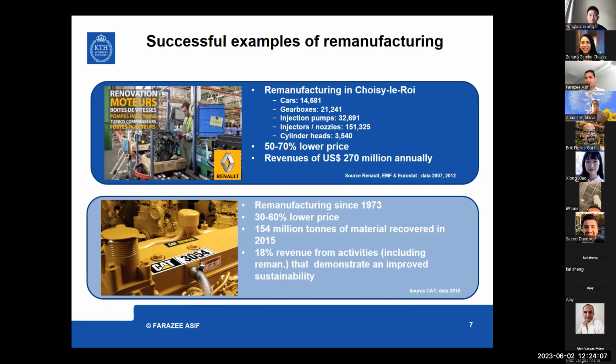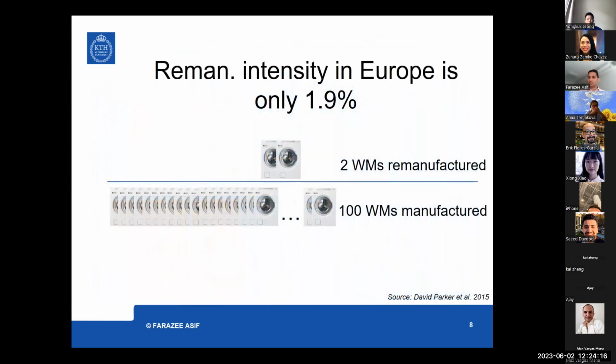Now the problem is why, despite this value and a proven track record, remanufacturing is not becoming a mainstream business. And this is just to highlight how far behind we are. If you look at the whole European market, we see that remanufacturing intensity in Europe is only 1.9%. That means when we are making 100 new washing machines, we are only remanufacturing 2 of them, which shows there is a significant improvement opportunity. Imagine that we create an industrial system where we have 50-50 remanufacturing and manufacturing, then we can actually reduce natural resource consumption and also waste. And this is what we are pushing: go more towards circular manufacturing and reuse and remanufacture.